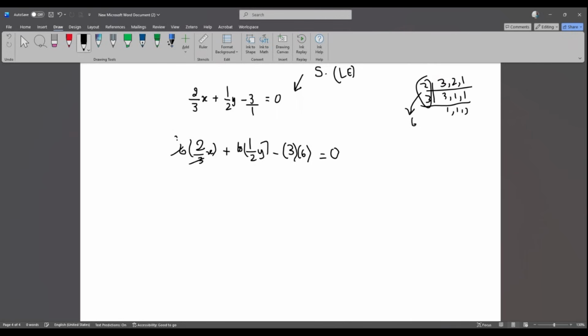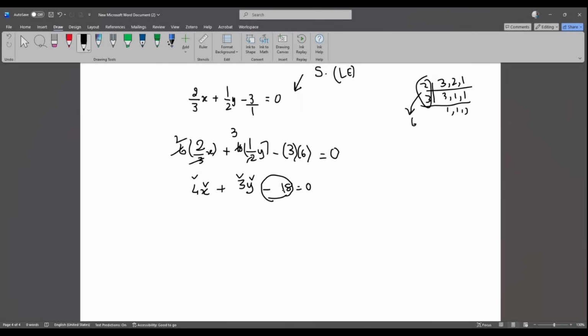So 3 and 2, so 2 into 2, that's a 4x. Plus, 2 and 6 and 3, so 3 into 1, it's a 3y. Then there's the minus sign, and 6 into 3 is 18, and that is equal to 0. Now, what are we supposed to do? That's the coefficient, that's a variable, that's the coefficient, that's a variable, but that is basically a constant. So we are supposed to bring the constant towards the right-hand side. How do we do that? We discussed that in algebra.